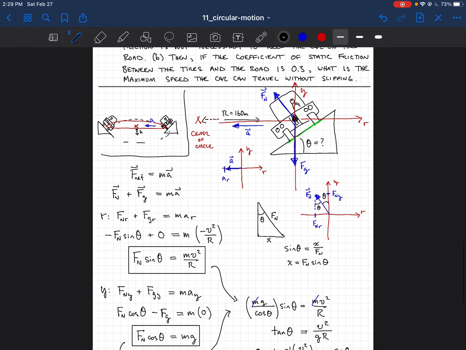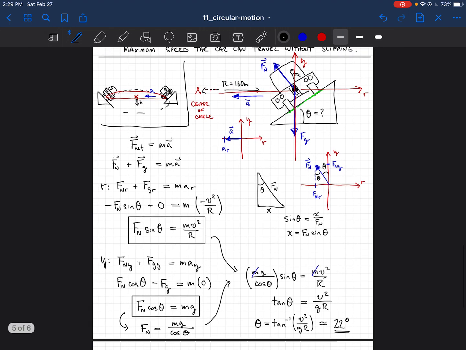So if you want a car to be able to drive around a 160 meter radius of curvature circle, then you need to have an angle of 22 degrees so that it doesn't slide off. In all conditions, whether there's ice on the road or whatever, it needs to be like that.